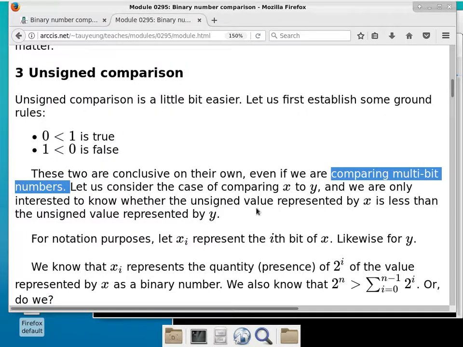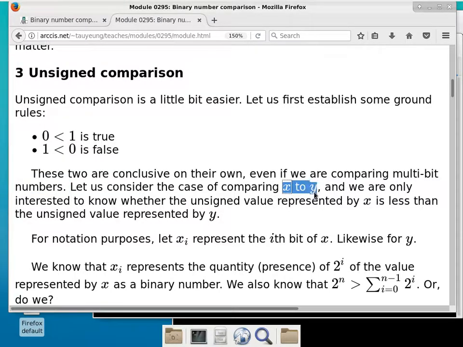So for the rest of the discussion, we are trying to compare x to y. In other words, the one thing we want to find out is: is x less than y? That's all we want to find out. We don't care about x is greater than or equal to y. We just want to know whether it is less than y or not. That's the only thing we are focusing on.